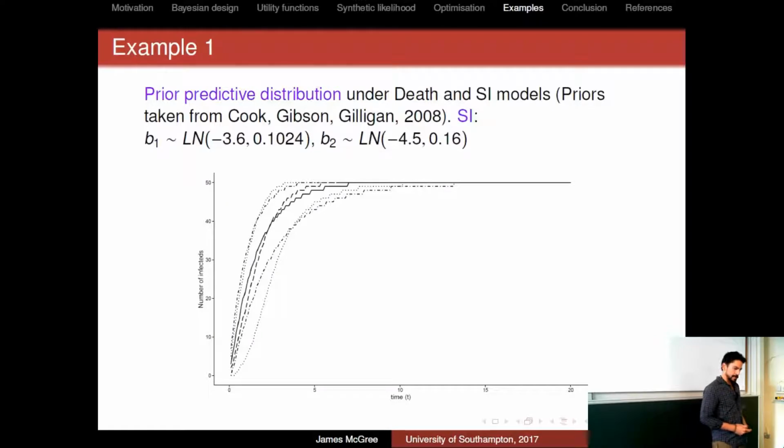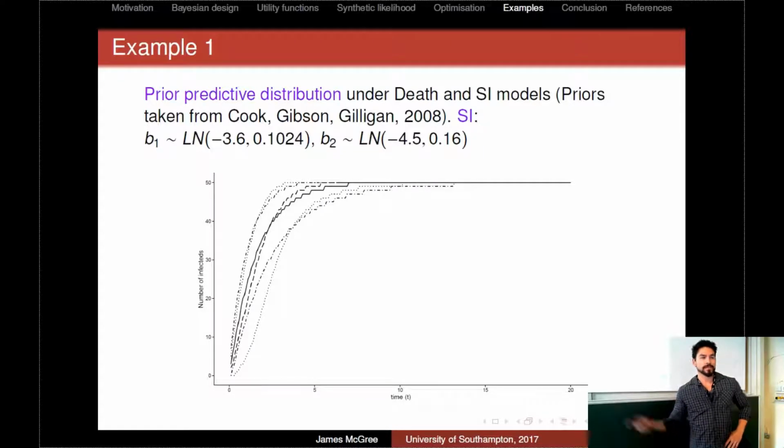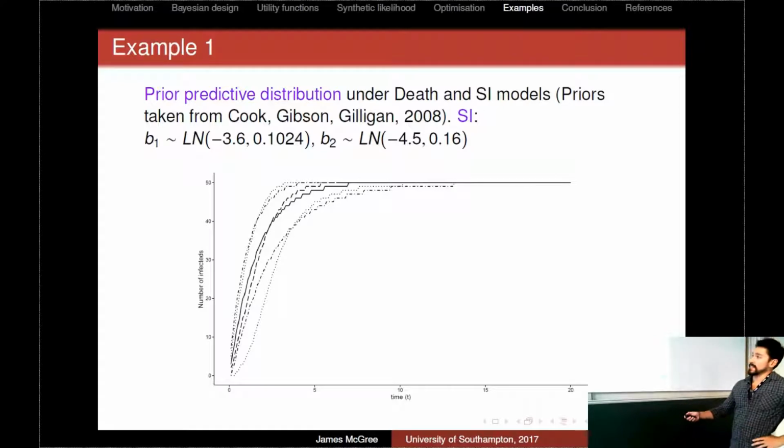So here's the prior predictive plot of the depth model and the SI model. So this is the median and the 95% credible intervals. It's probably a bit hard to see, but the main thing I wanted to focus on is the medians. I wanted to show that we didn't make it an easy discrimination problem. We actually tried to make it difficult, as in we tried to make the prior predictive distributions, or at least the medians, pretty similar. Okay, so there you go.